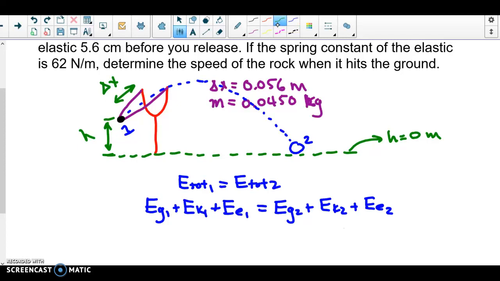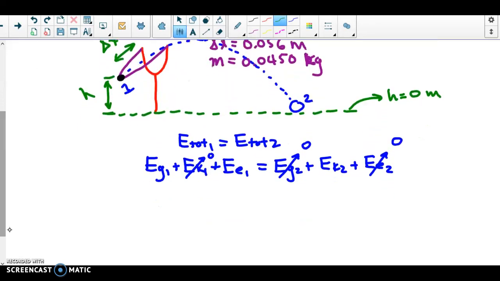Then I can go in and say, initially, yes, I have some gravitational potential energy at point 1. I don't have kinetic energy because the rock is stationary initially. And yes, I do have some elastic potential energy at point 1. Finally, I don't have any gravitational potential energy at point 2 since the rock is at my reference height. I do have some kinetic energy since it's going to be moving before it hits the ground. And I no longer have any elastic potential energy just before it hits the ground. So this simplifies my equation.